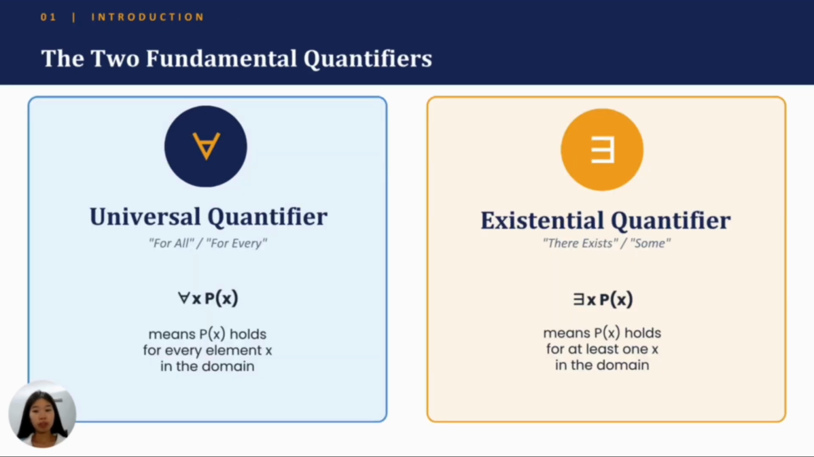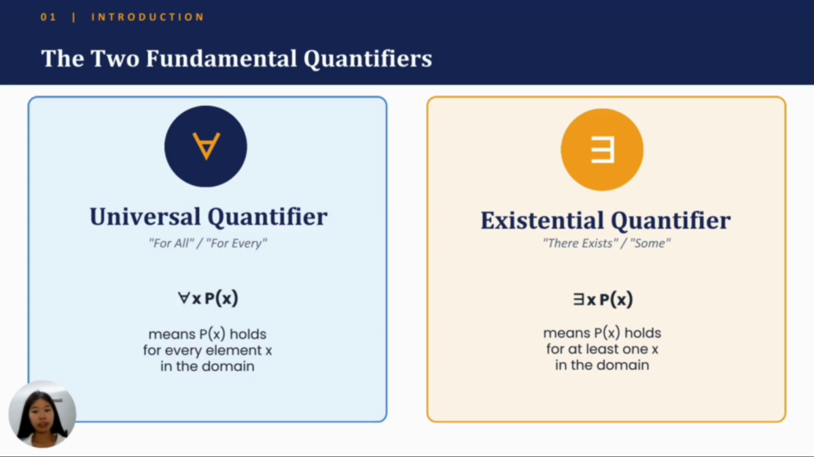There are two fundamental quantifiers, which are universal quantifiers and existential quantifiers. Look at the first one, universal quantifiers. It has the symbol of an upside down capital A, and it means for all or for every. Look at the example in the slide. For all x, P(x) means P(x) holds for every element x in the domain. In simple words, if for all x P(x) is true, it means every x inside the condition P(x) should be true.